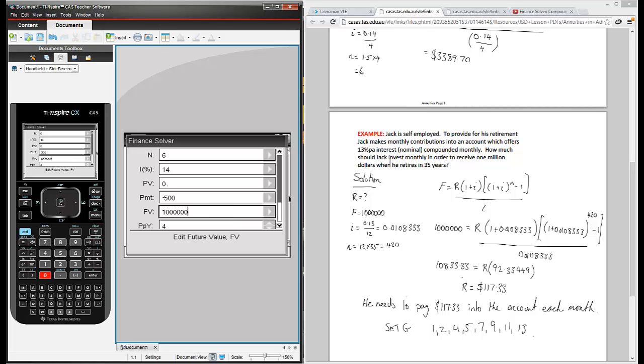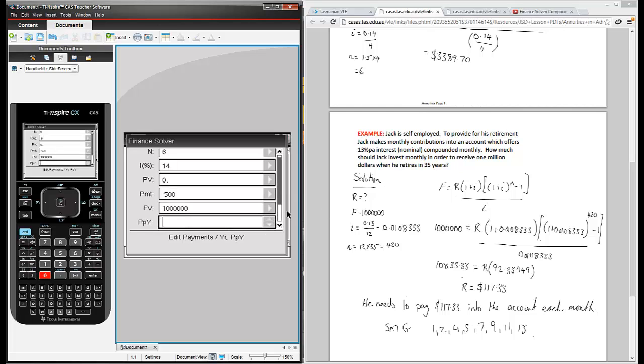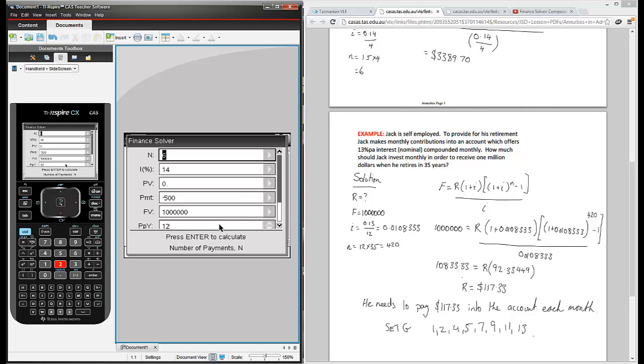Our payments per year, he's compounding monthly, so we need to tab down. Payments per year are 12, and compounds per year is 12. It's an annuities in advance, so we leave payment at beginning. Now the number of payments. The number of payments can be calculated by doing 35, the number of years, multiplied by 12, because we make monthly payments for those 35 years, giving us 420 payments in total.